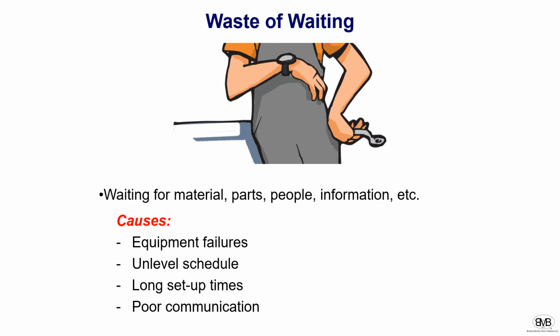Waste of waiting: waiting for material, parts, people, information, etc. Causes include equipment failure, unlevel schedule, long setup times, or poor communication.